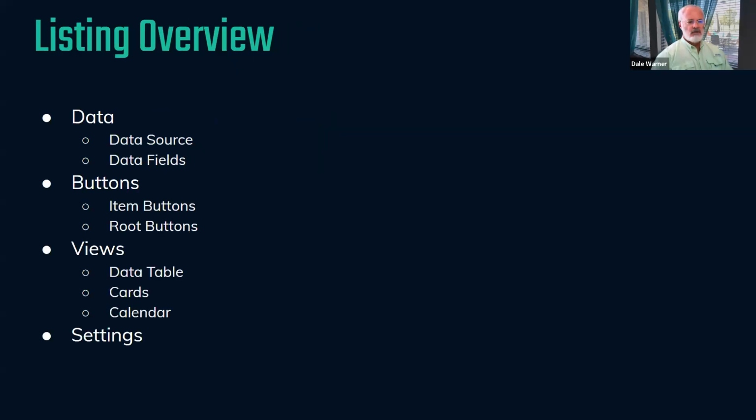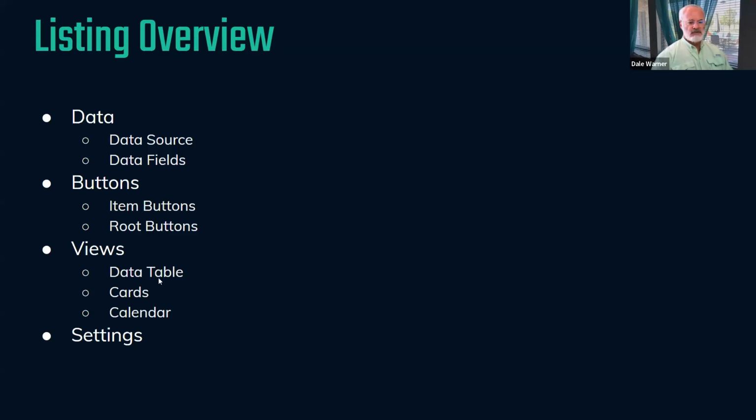So from an overview perspective, listings has these four main pieces where you give it the data that you want it to report on, create a listing for, and that's you define a data source. Where's the data coming from? The data fields, what data you want to show. There's a buttons area where you can build ways for your users to interact with the listing.